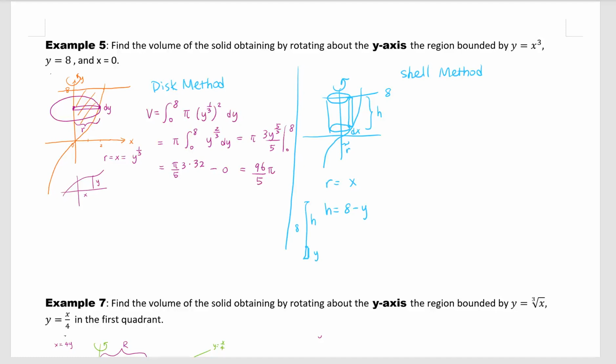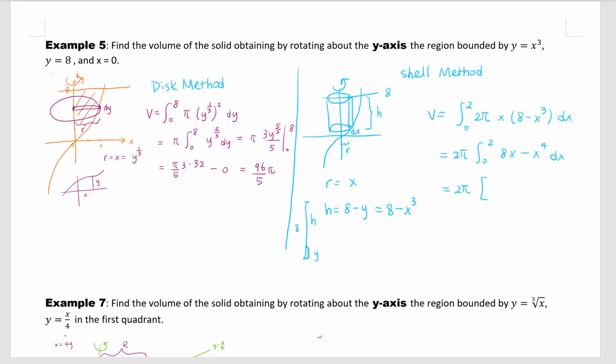And because we're getting dx, this is the integral with respect to x. So change the y in terms of x. See, this is my r, this is my h, and my v is the integral. My x goes from 0 to 2, 2 pi r, r is x, h is 8 minus x cubed dx. Alright, so it's better to distribute it. So 8x minus x to the 4th dx.